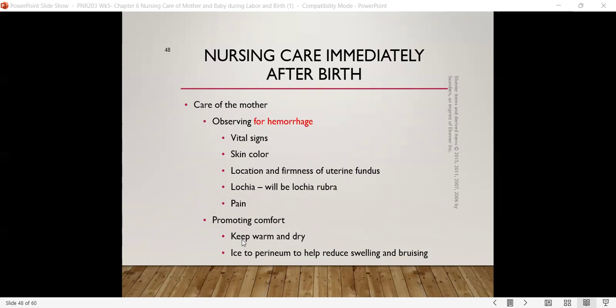I always believe in this. It makes the patient feel much better. Get a nice, warm, clean gown on you, get her cleaned up, get her dry. There's a lot of fluids with labor and delivery, and so we get them all dry. Okay, and then put an ice pack to her perineum, because the ice, the first 24 hours, helps to reduce swelling and bruising. So remember, ice first 24 hours to reduce swelling and bruising. You'll probably see that one again.